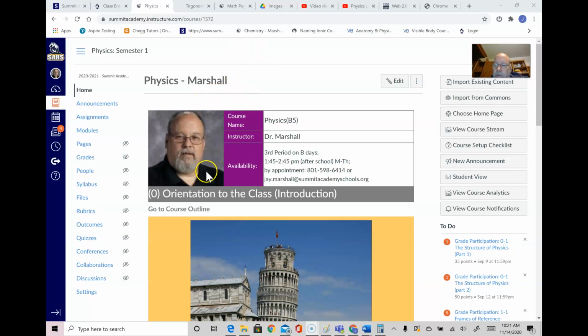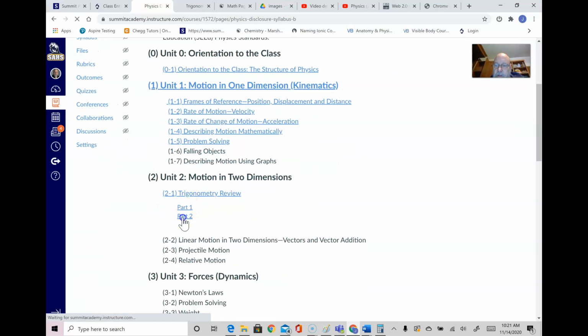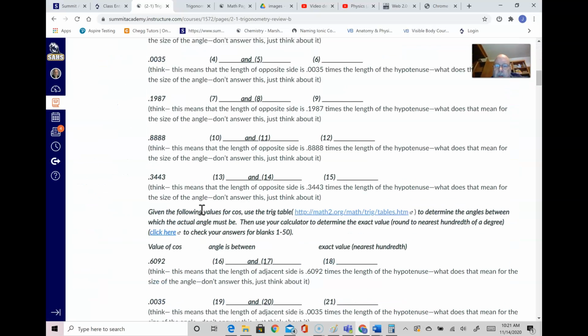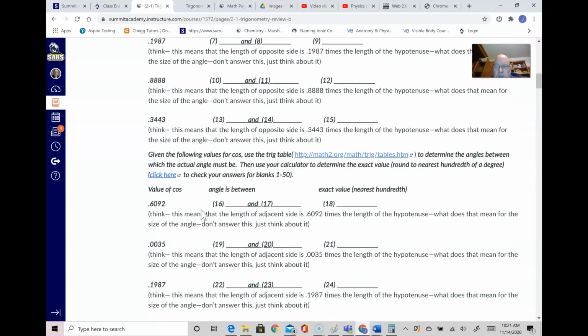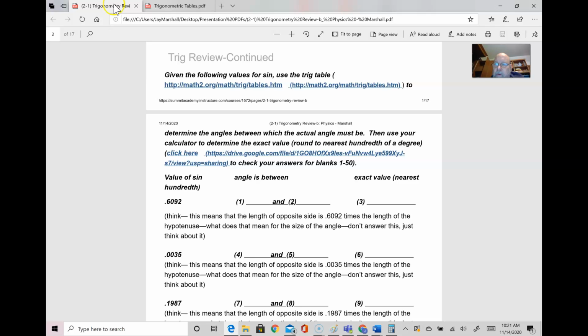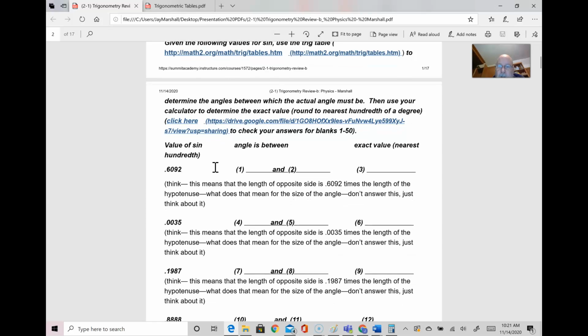So if you want to see the class notes for this in Canvas, if you go to Course Outline and you go to Trigonometry Review Part 2, this takes you to the actual class notes. Okay, and this is what I'll use to go through the video with. You also have a review sheet.